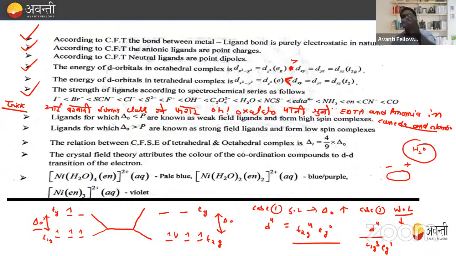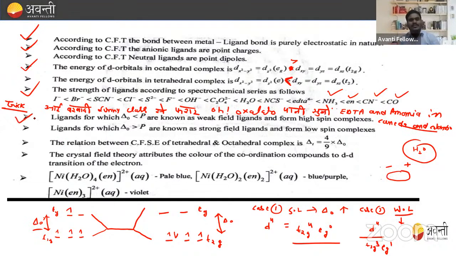O-oxalato, pani suno, EDTA and ammonia, in Canada and Colombo. Just remember the last two words now, that is ammonia, EDTA and ammonia, in Canada and Colombo. Through this Canada and Colombo, you can learn cyanide and CO, and ammonia. These are the strongest ligands, right? And similarly, I Barbadi, like iodine, bromine, Sunny class se Farar, these are the weak ligands. So by using this trick, you can learn this, right? Okay. Now let's move to the next question.